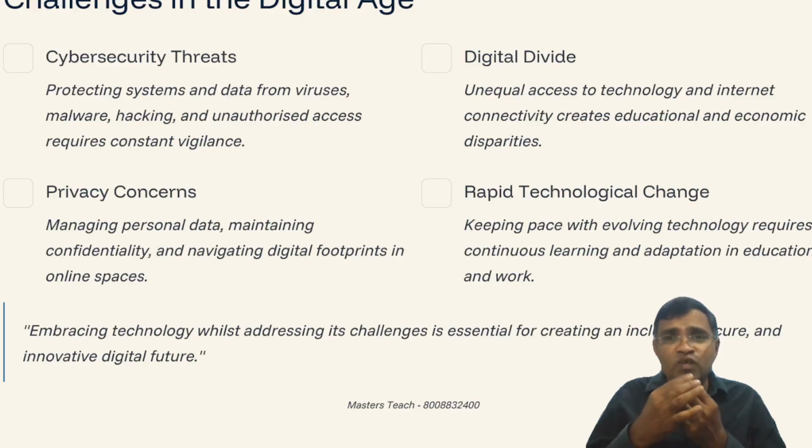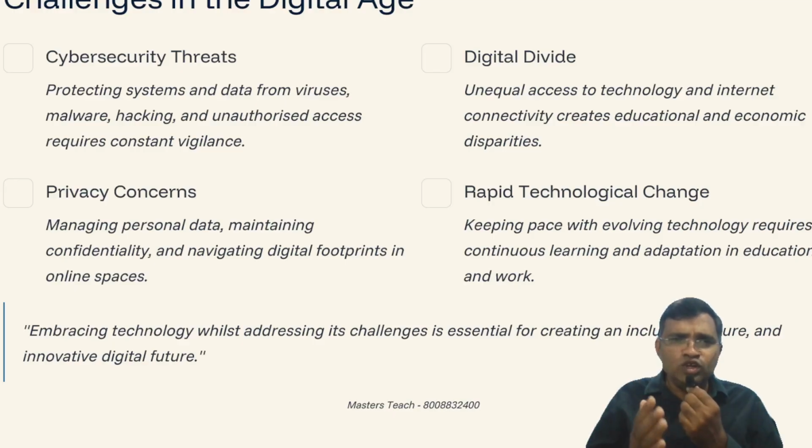Then the digital divide. Not everybody gets the same opportunity to use digital technology. Unequal access to technology and internet connectivity creates educational and economic disparities. Because rich people and those who stay in urban or metro cities have good access to technology and internet connectivity, whereas in rural or remote villages they don't have the facilities and don't have the money to purchase these devices. So there is a division, and this division is called the digital divide.